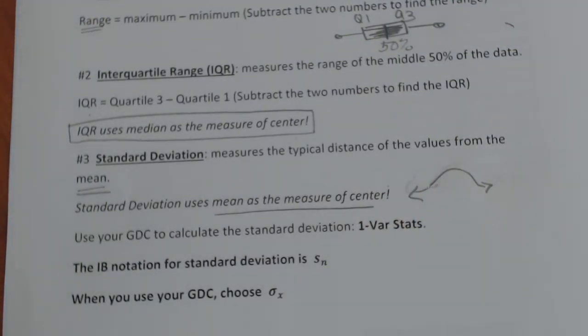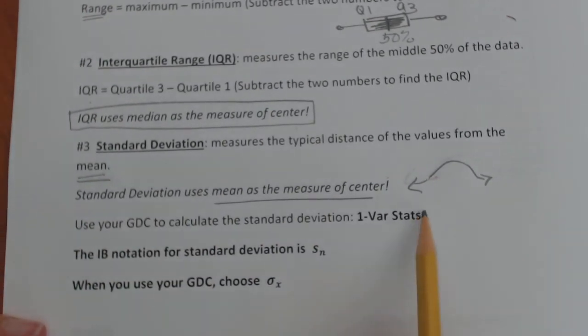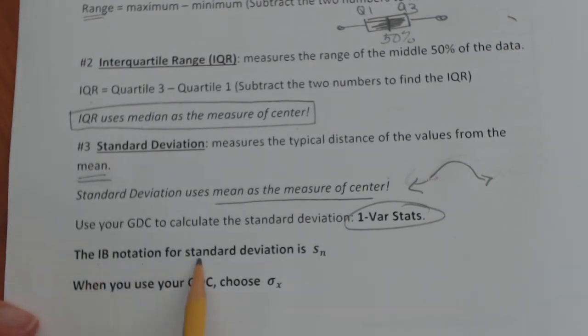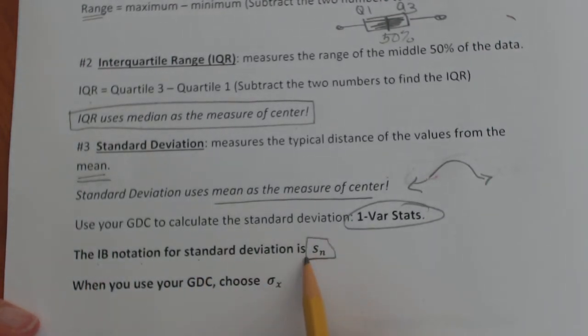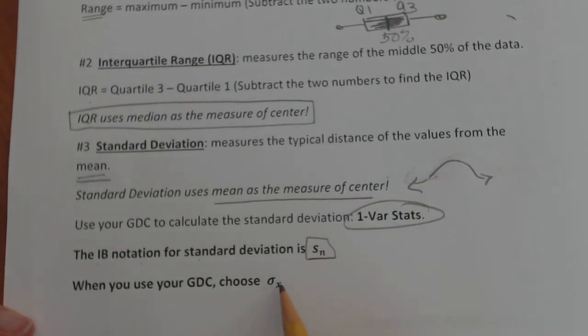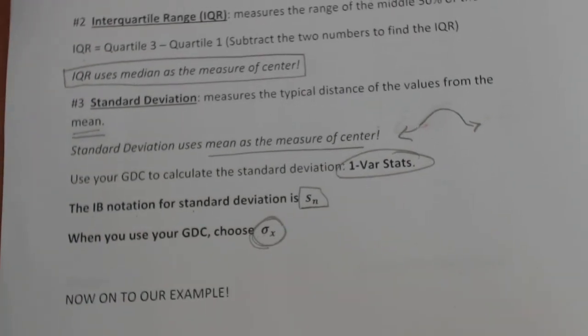All right. So what we have to do to calculate all of this, well, besides the range will give you the min and the max, but we have to use one variable statistics, and you know how to do that. You have that graphing calculator paper. You should be practicing this anyway, so it should come second nature. The IB notation for standard deviation is S sub n. That's what you're going to see in the IB books, and in the IB paper 1 and paper 2. When you use your graphing calculator, you're going to be seeing both of these. The one that you pick out to write down is sigma sub x. This is lowercase Greek letter sigma. This is the one that you choose. That's the one that the IB book says that it wants you to write down when it asks you for standard deviation. So let's go on to our example.